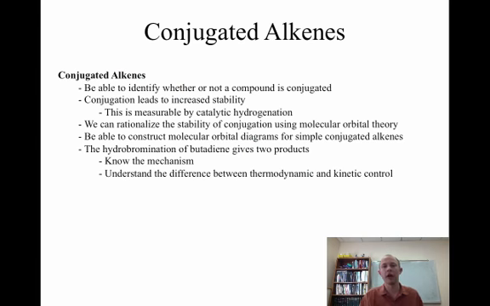Okay, so to summarize, conjugated, I want you to be able to see whether or not a compound is conjugated or not. This is going to be really important for a lot of chemical reactions that we're talking about. As we know now, conjugation leads to increased stability of compounds, and we can measure this by catalytic hydrogenation. We can rationalize the stability associated with conjugation using molecular orbital theory. The more p orbitals that we have stacked next to each other, the more we're spreading out electrons, the lower in energy it is.